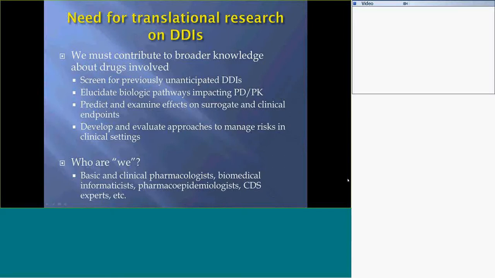We must contribute to the broader knowledge about drugs involved in these DDI pairs by screening for previously unanticipated DDIs, elucidating biologic pathways that impact pharmacodynamics and kinetics, to both predict and examine effects on surrogate and clinical endpoints, and then finally to develop and evaluate approaches to manage risk in clinical settings. Now I say we must contribute to this knowledge. Who are we? I see we as basic and clinical pharmacologists, biomedical informaticists, pharmacoepidemiologists, CDS experts, compendia editors, many of the folks on the phone now.